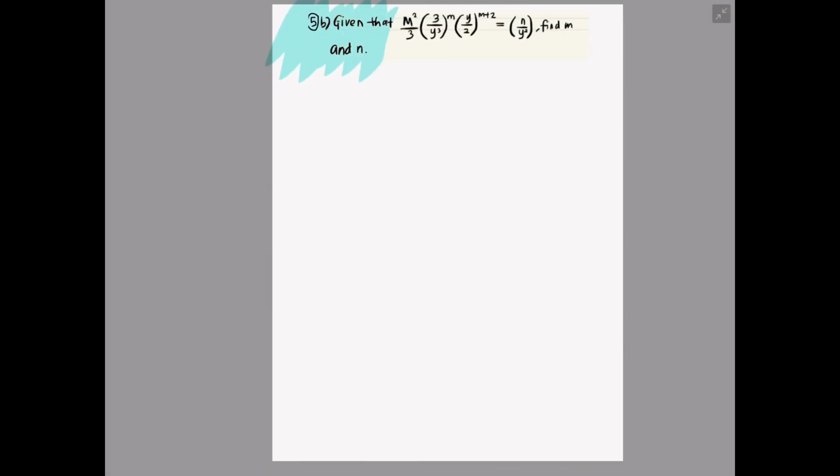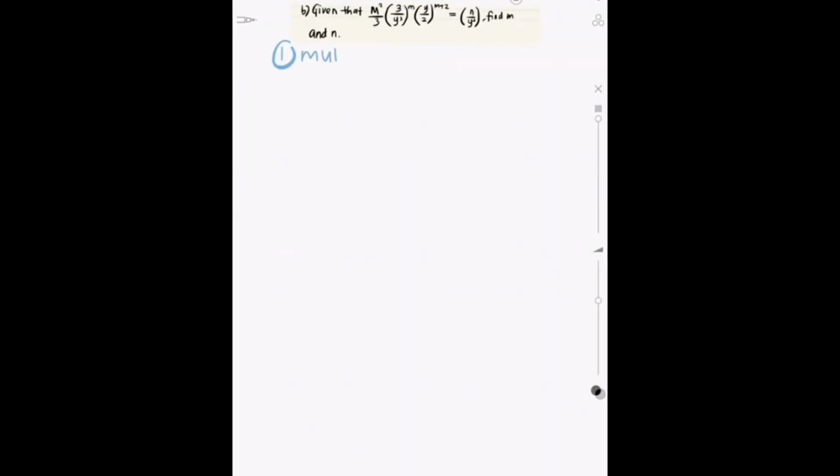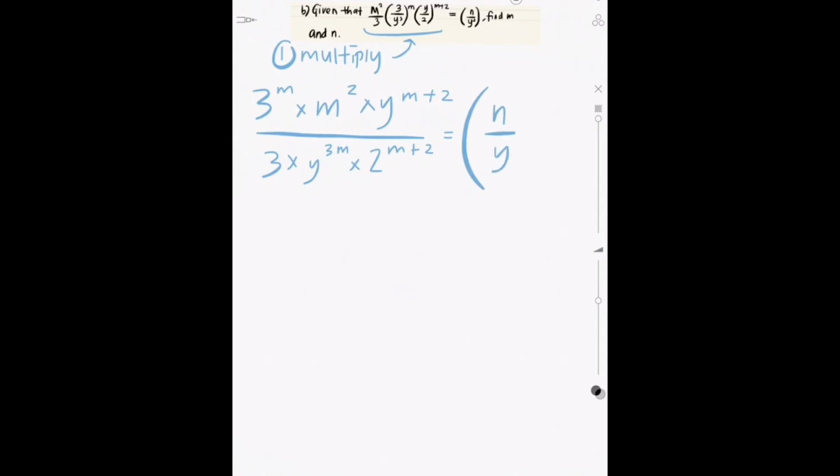The question wants us to find the value of m and n. So what do we do? First we'll multiply the expression above. We will get 3 to the power of m times m squared times y to the power of m plus 2, over 3 times y to the power of 3m times 2 to the power of m plus 2, equals n over y squared.